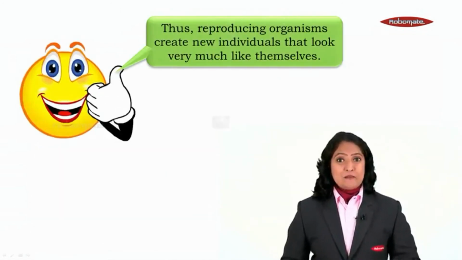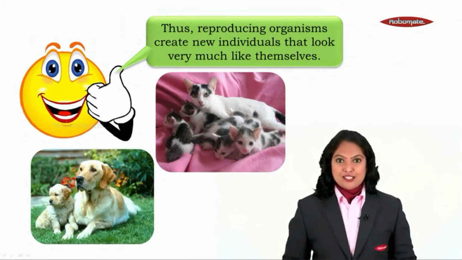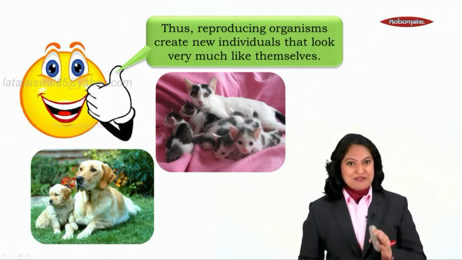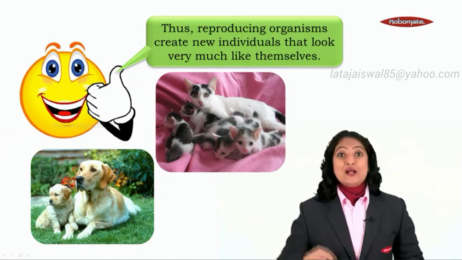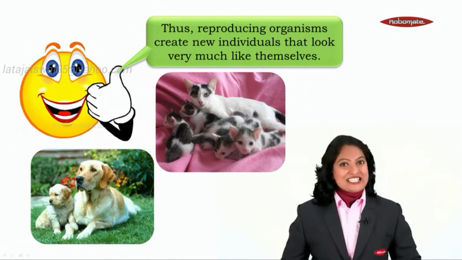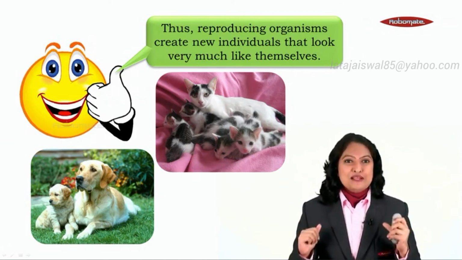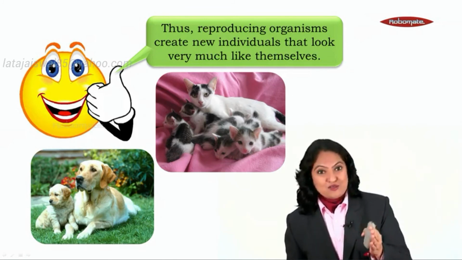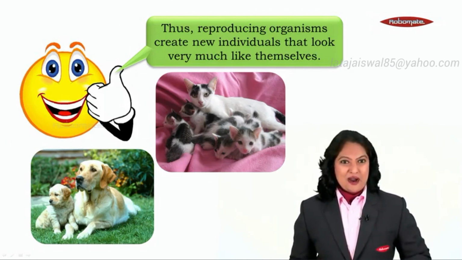So that means reproducing organisms create new individuals that very much look like themselves. In other words, reproducing organisms produce a new organism belonging to their own species. A cat will always give birth to kittens. A dog will always give birth to puppies. A human being will always give birth to human beings. A rose plant will always bear a rose flower. A papaya plant will always bear a papaya.